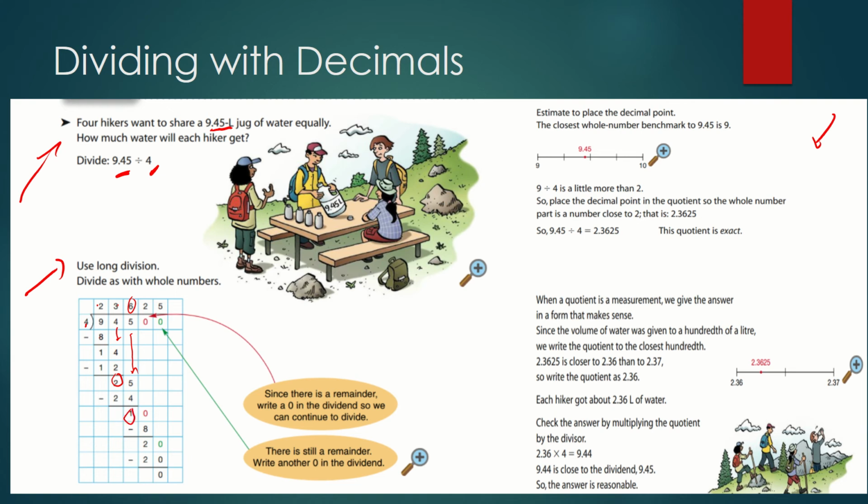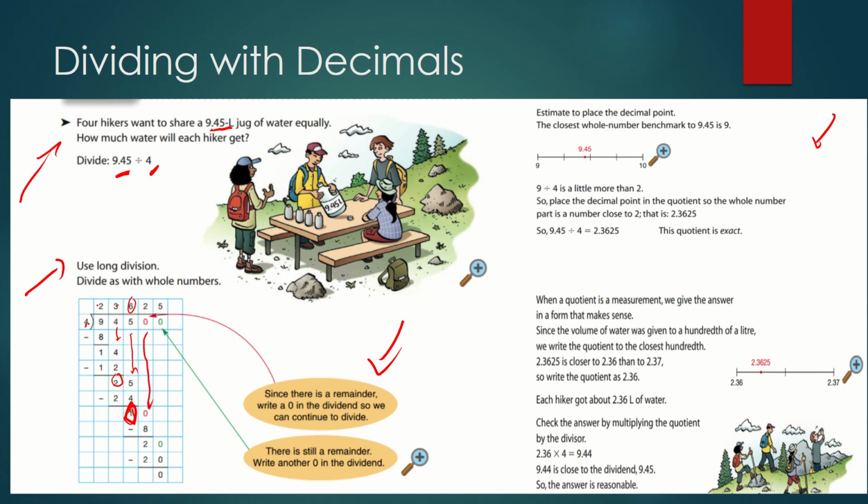Now this is a new thing. It says, since there's a remainder, write a 0 in the dividend so we can continue to divide. If there wasn't a remainder, if it was 0, then we would just leave it as is. That's the answer. However, in long division, we want to add a 0 because we have 1 as our remainder. So you add a 0 and you bring it down.